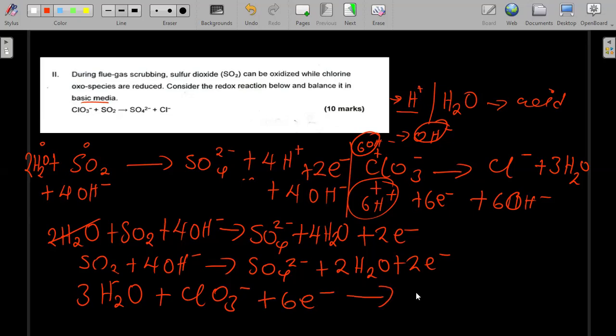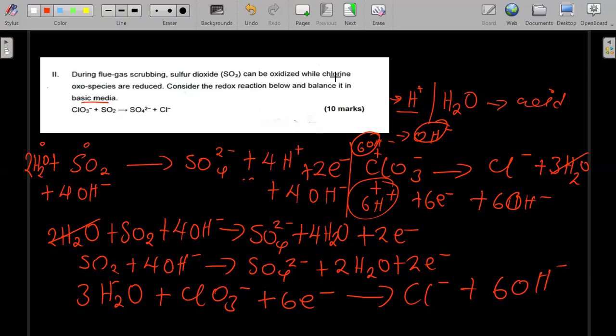Then this is giving us, on the products, since we've subtracted the 6 water molecules, we are going to remain with Cl minus plus 6OH minus as well there. Okay, that's what we have.